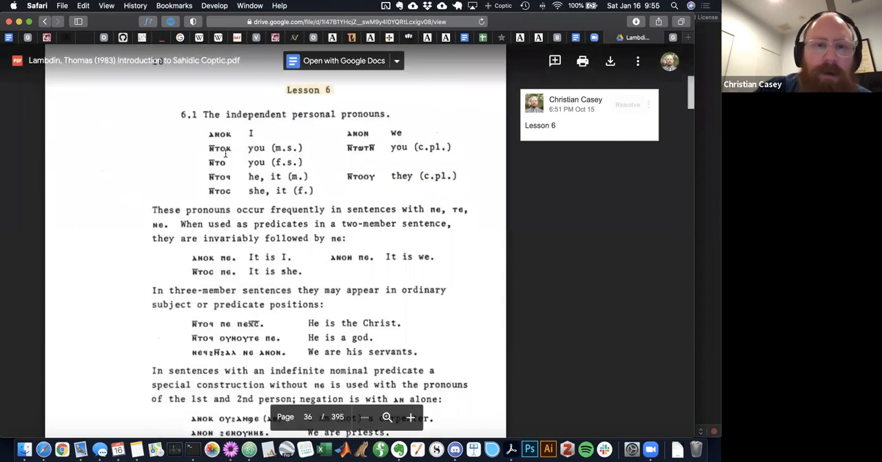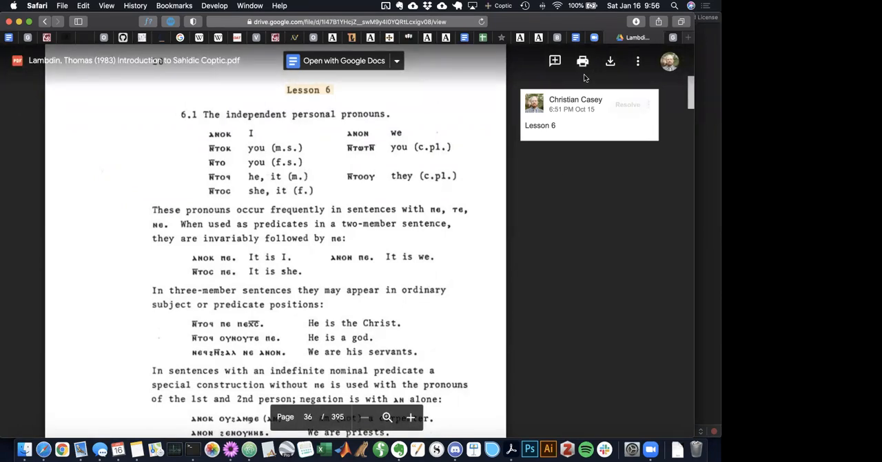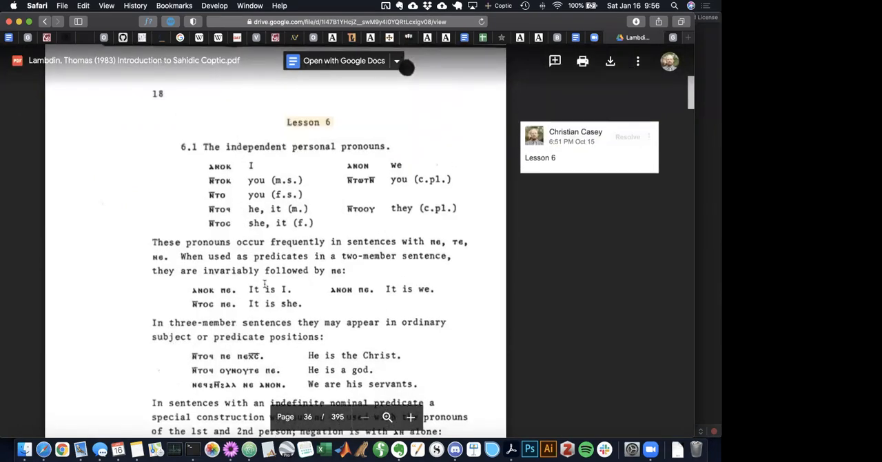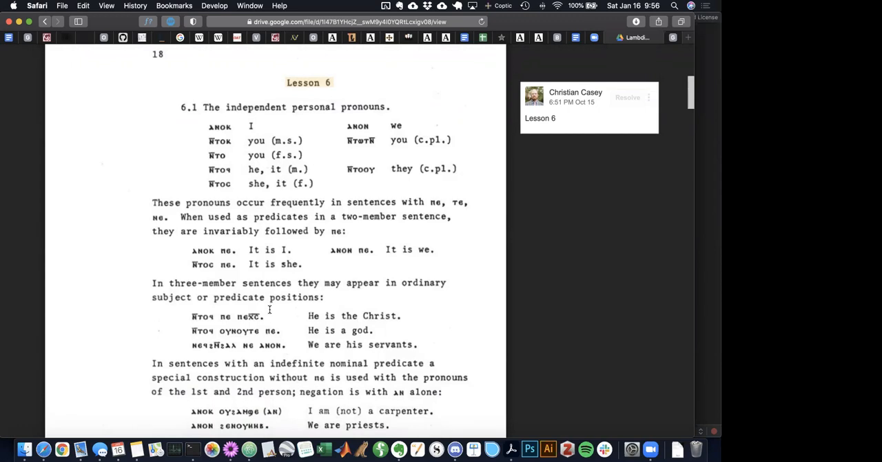Independent pronouns, pretty straightforward. Let's see, who can I pick on? Did I pick on GT already? Nope. All right. See if you can analyze these independent pronouns and just tell us how you would construct them. Like if you needed to make them from scratch. So they're all basically of the form un or unt, and then followed by some ending.